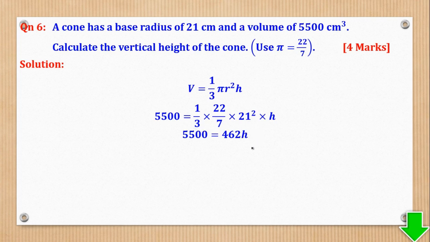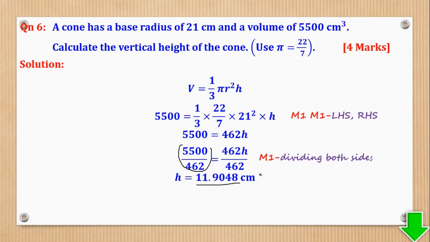Okay, it is becoming simpler. Next is to divide both sides by 462. Then use the calculator, this will give you the value of h as that. So here it is okay to use between 2 to 4 decimal places. One can use 2, another one can use 3, another one can use 4. Any is okay. So if I wanted to use 2 decimal places, it would be 11.90.